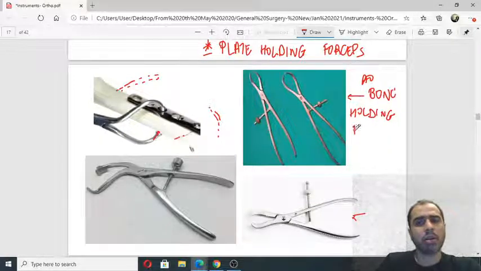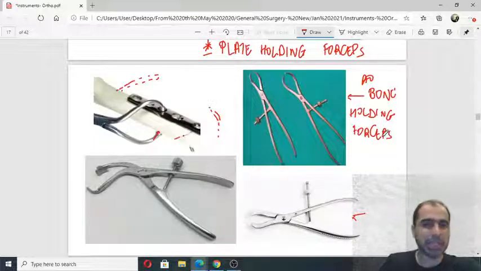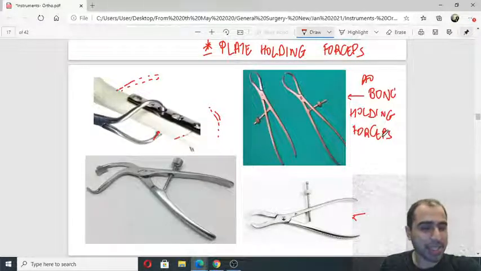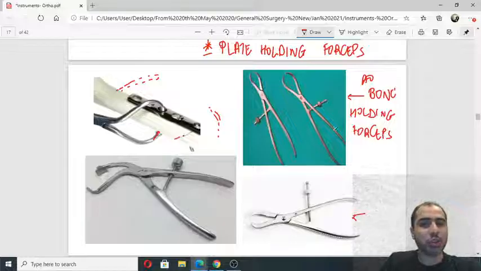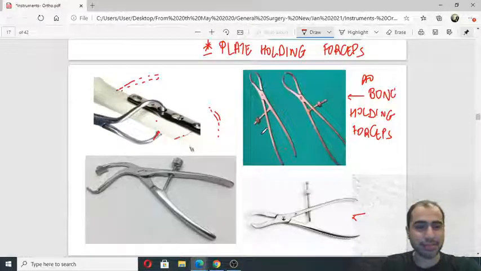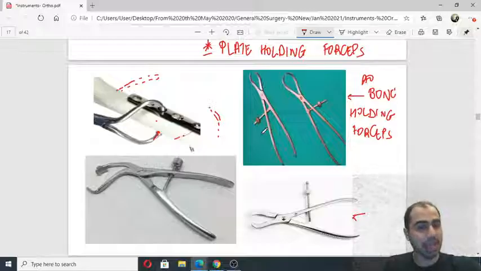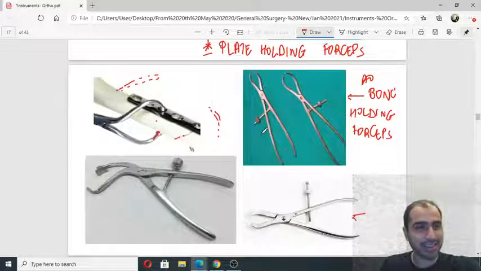But bone holding, plate holding, I understood. Why do I need bone holding forceps? What can I do by holding the bone? I'll give you a clue. Should I use bone holding? Should I use plate holding? Should I use both? Which do I use first? Is it like this: if I'm going to put a plate then plate holding, and if I'm not going to put a plate then bone holding? Is it like that? Think.